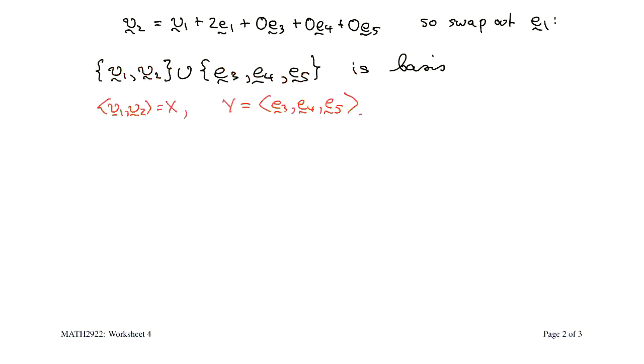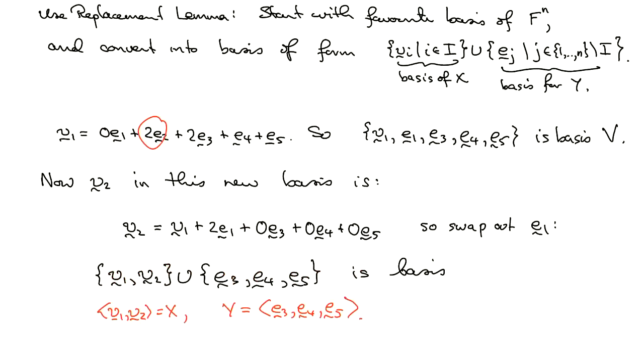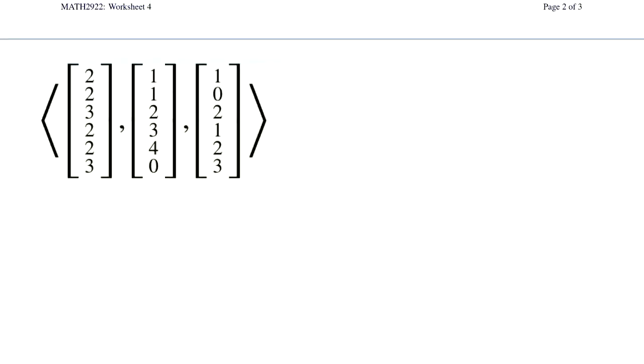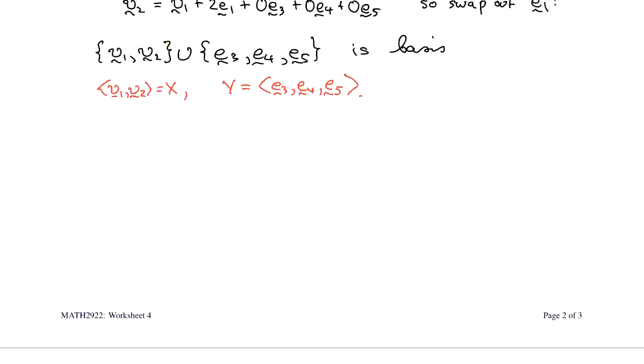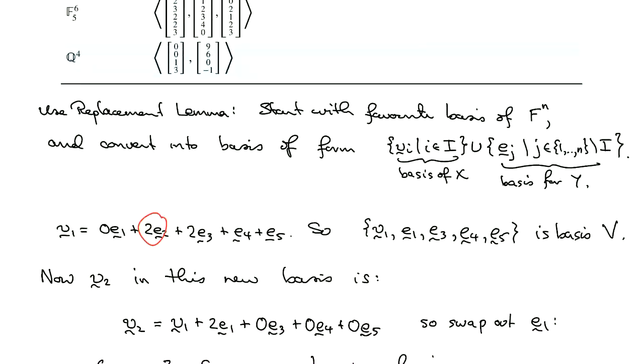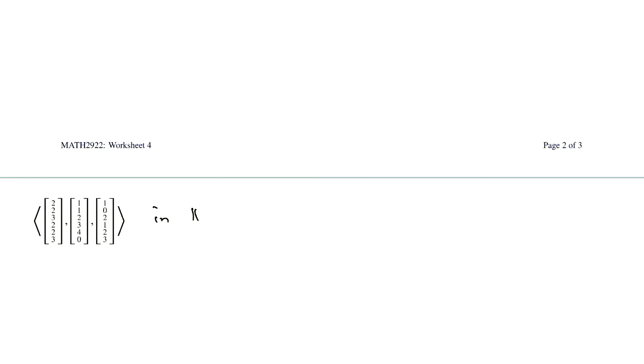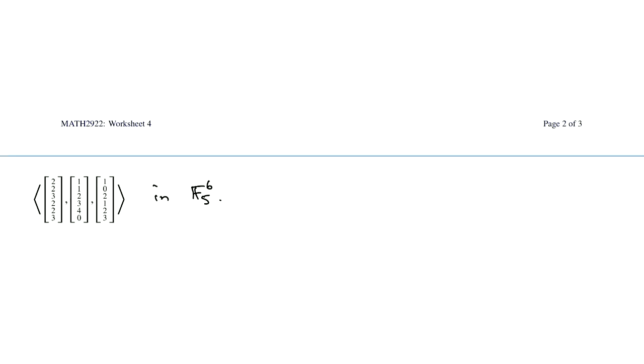All right, I'll freeze that. Okay, so this one was in F5, 6. Okay, same thing. We start with E1 up to E6.